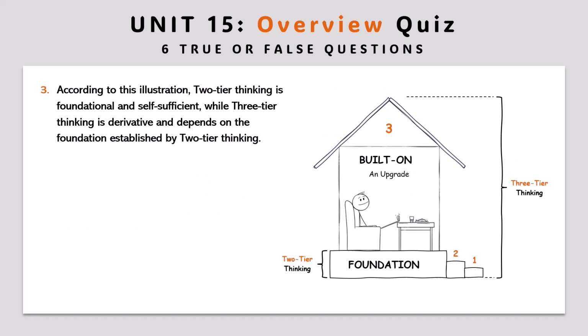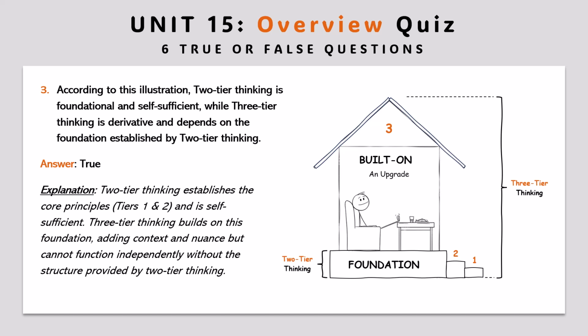Question number 3. According to this illustration, 2-tier thinking is foundational and self-sufficient, while 3-tier thinking is derivative and depends on the foundation established by 2-tier thinking. Answer: true. Explanation: 2-tier thinking establishes the core principles, tiers 1 and 2, and is self-sufficient. 3-tier thinking builds on this foundation, adding context and nuance, but cannot function independently without the structure provided by 2-tier thinking.